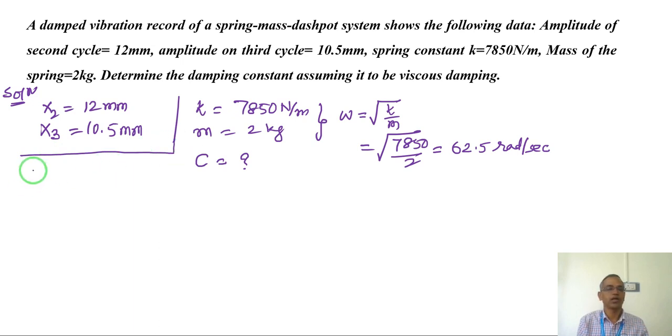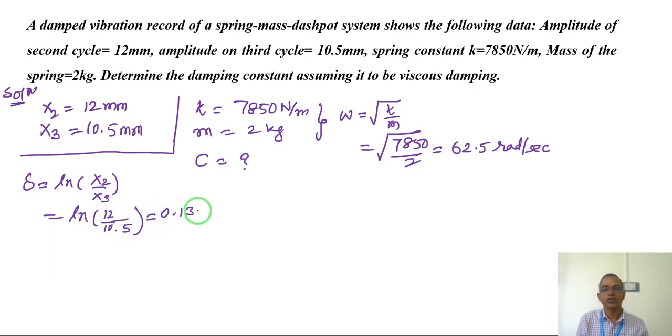Now, when I get two consecutive amplitudes x2 and x3, immediately I should remember the logarithmic decrement definition. The logarithmic decrement delta is ln of x2 by x3. So this gives me ln of 12 by 10.5, which is equal to 0.133.